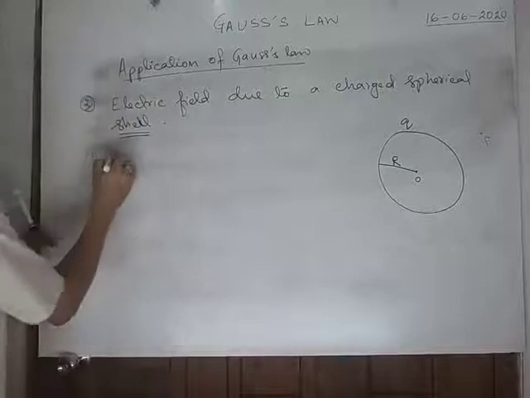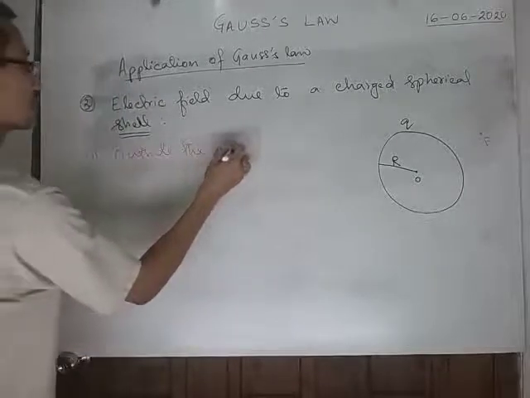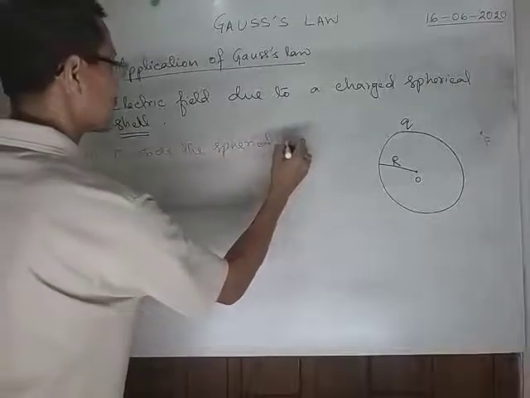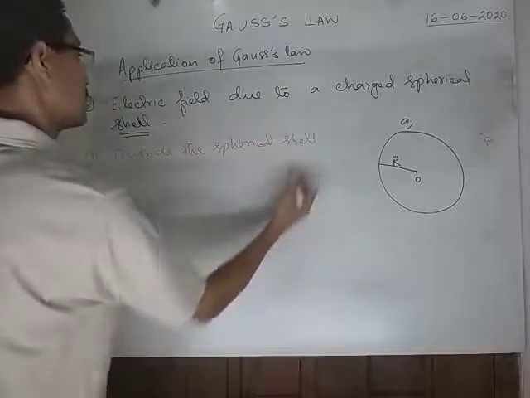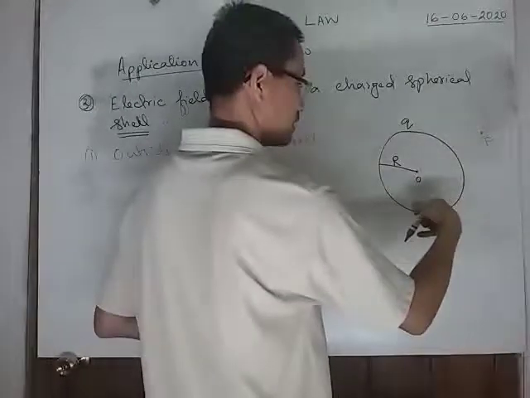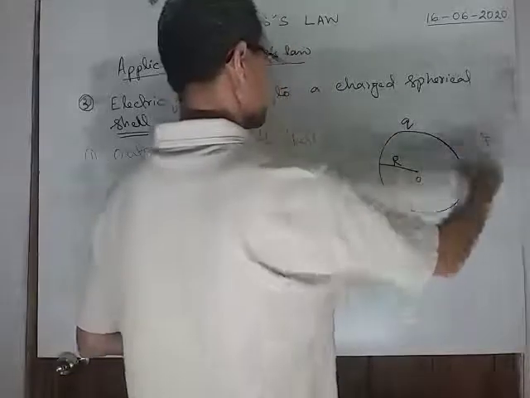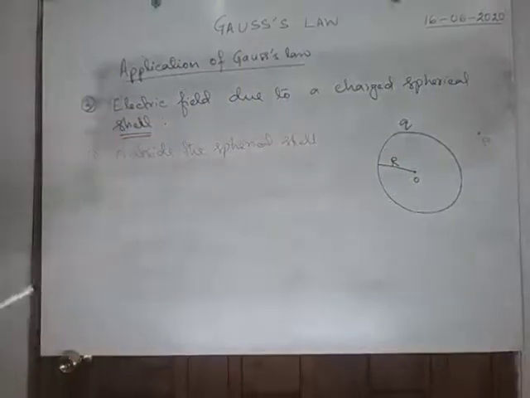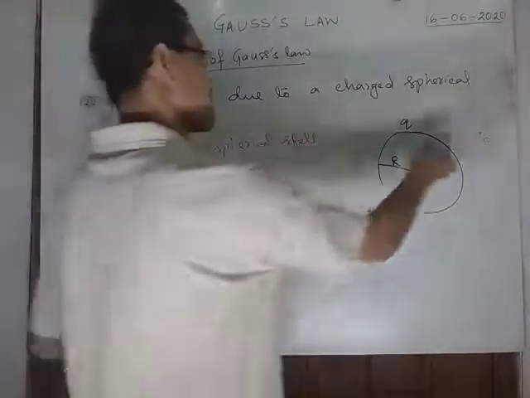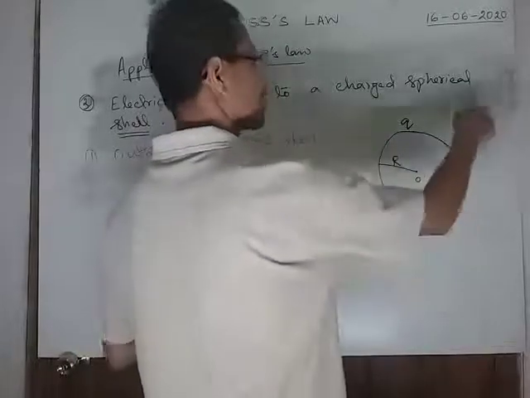So that means outside the charged spherical shell. Next, we can bring this point of observation inside, and we want to find the electric field inside the charged spherical shell. Third, we can find the electric field E on the surface of the charged spherical shell. So let's try to find out the first one. That means outside, at any point, the electric field due to this uniformly charged spherical shell.